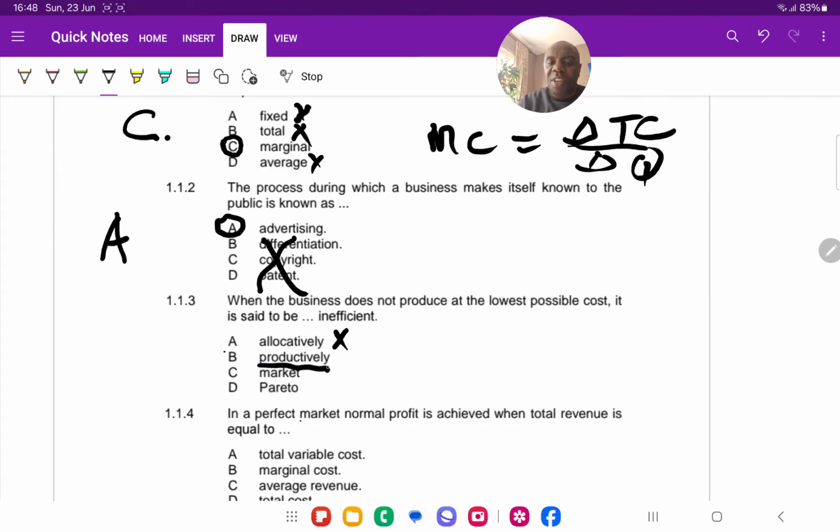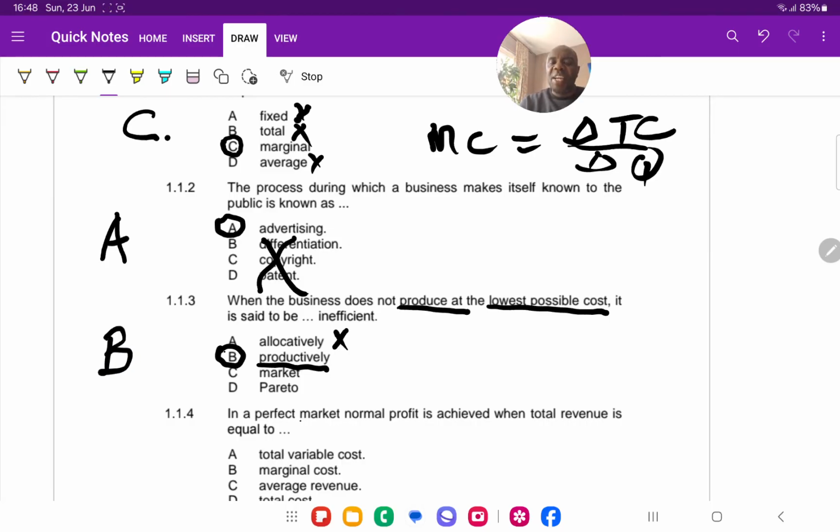What is productive inefficiency? Let's look at the keywords from the stem or from the question. We want to look at does not produce at the lowest possible cost. That means we are not producing on the lowest point of our average cost curve. So productive inefficiency occurs when a business fails to produce at the lowest possible cost. That is known as productive inefficiency. This becomes our answer. The answer becomes B.